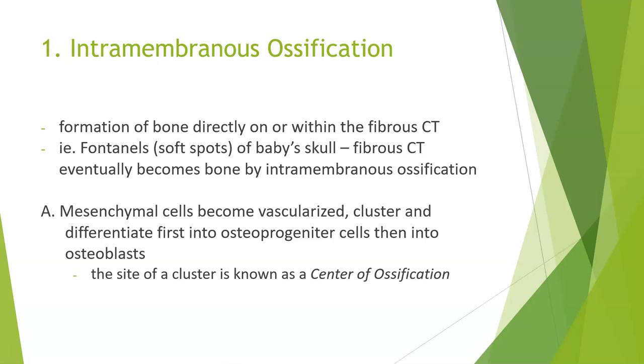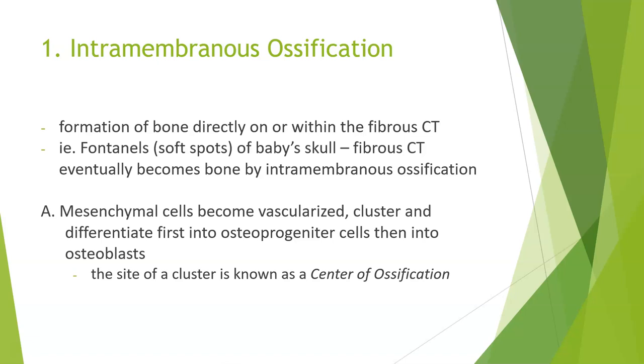So these mesenchymal cells become vascularized. They cluster and differentiate first into osteoprogenitor cells and then into osteoblasts. I already talked a little bit about osteoprogenitor cells just a moment ago. So osteoprogenitors then differentiate into osteoblasts. So mesenchyme become vascularized, they cluster together, then they become osteoprogenitor cells, and then they become osteoblasts.